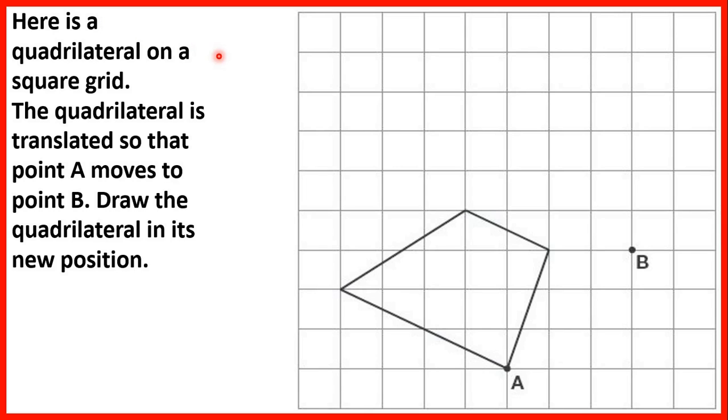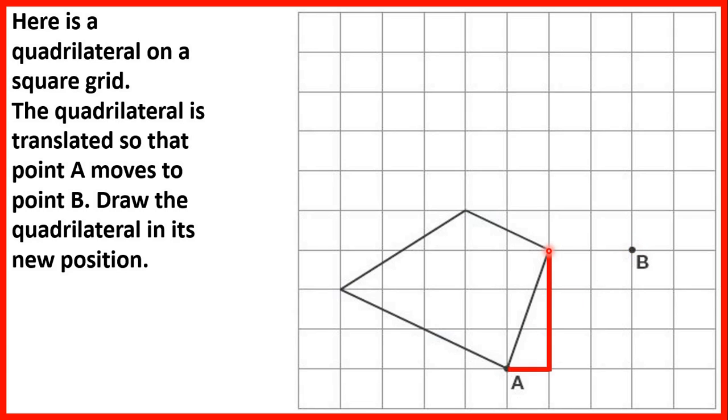Here is a quadrilateral on a square grid. The quadrilateral is translated so that point A moves to point B. Draw the quadrilateral in its new position. So a quadrilateral is just what we call any four-sided shape, and translated just means moved. So this shape has been moved so that point A is now at point B.